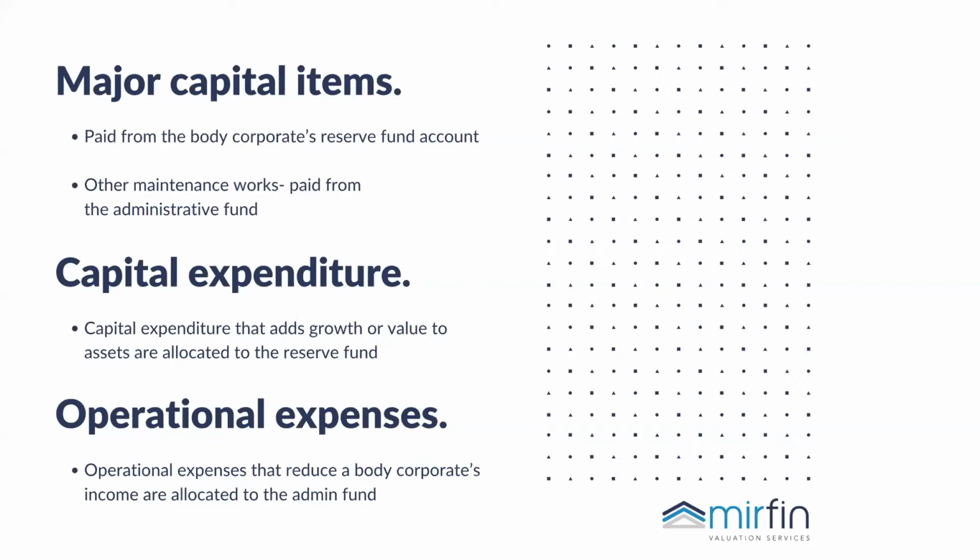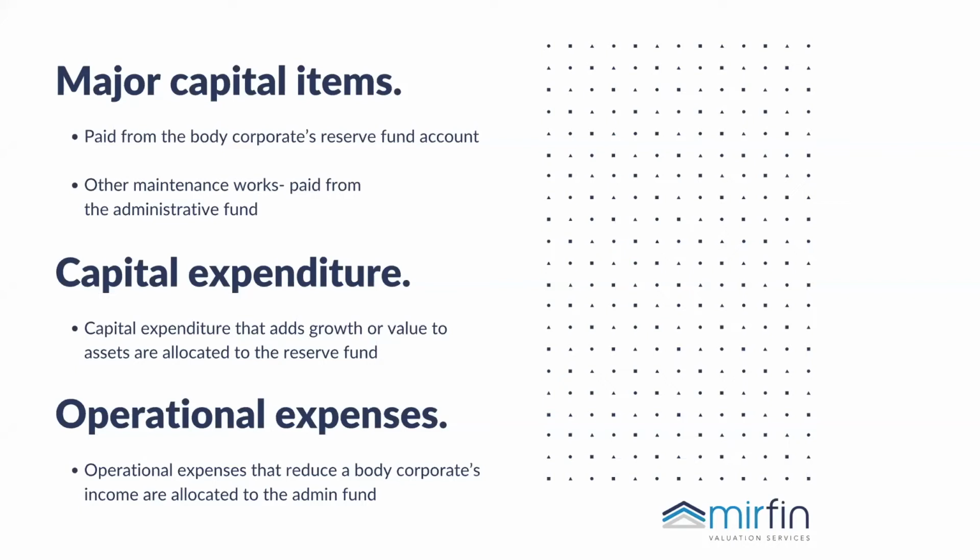Any other maintenance work, like replacement of lights in the passages, for instance, or, let's say, the electrical fence, or maybe the gates or the locks need to be replaced, those are normal operational expenditure, and must be paid from the normal administrative fund, and not from the reserve fund account. Capital expenditure. What is capital expenditure?